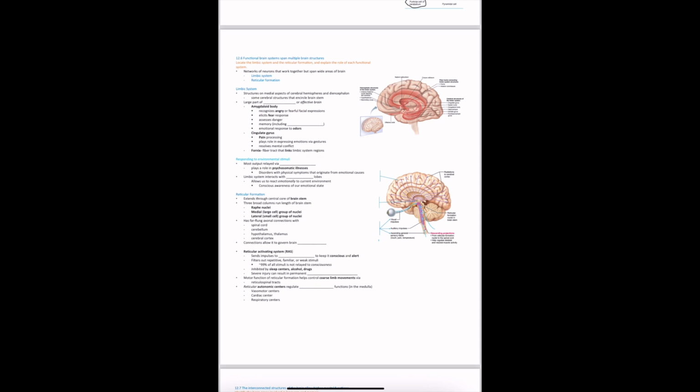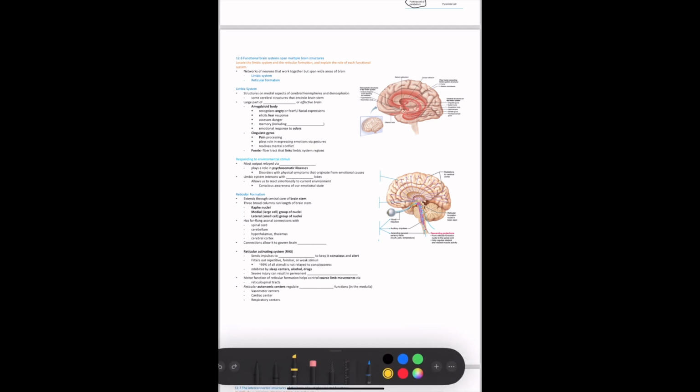What we're going to discuss first is the limbic system. We've already discussed how the limbic system has a primary role in processing emotion. It is a large part of the emotional or the affective brain. Some of the structures you should be familiar with include the amygdala, the cingulate gyrus, the fornix. Let's identify some of those.